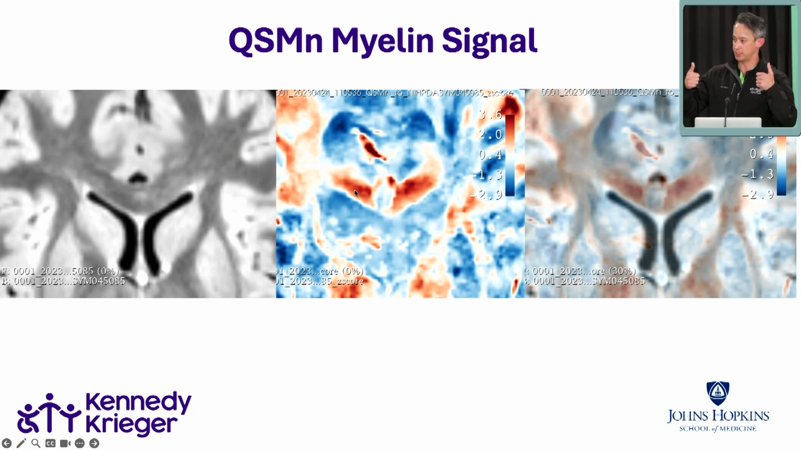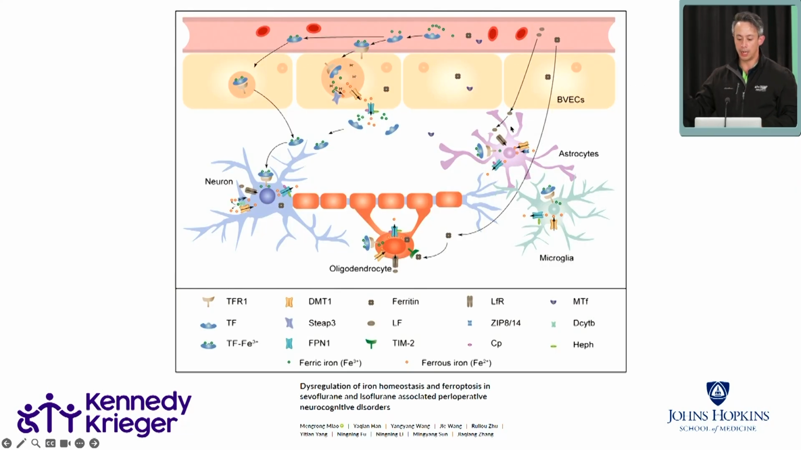So this is an increased susceptibility signal. And you can see the scale over here. Once you get to 2 standard deviations up, it's about red. Dark red's 3.6. So iron, myelin.